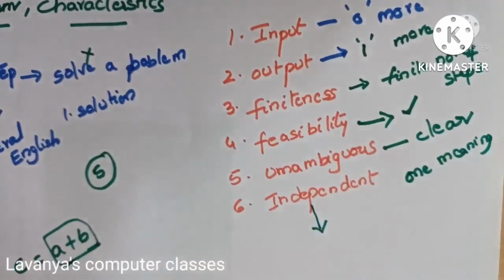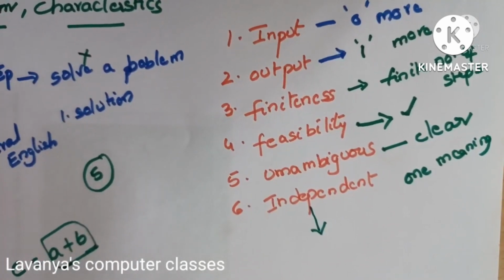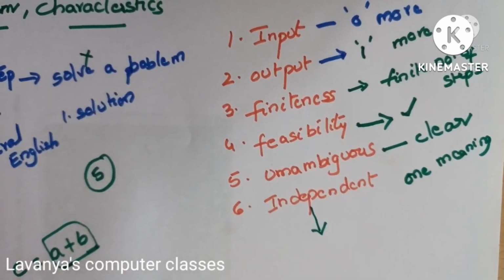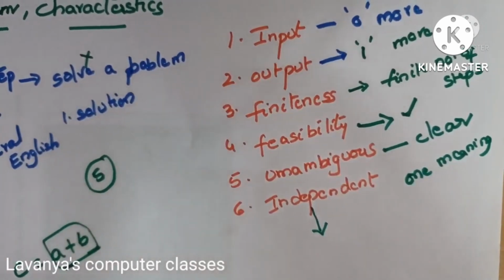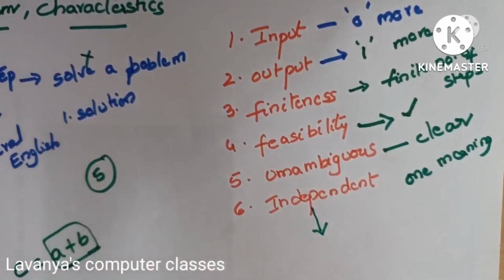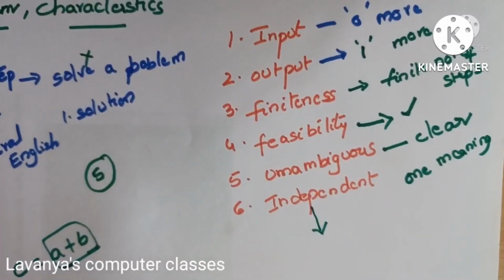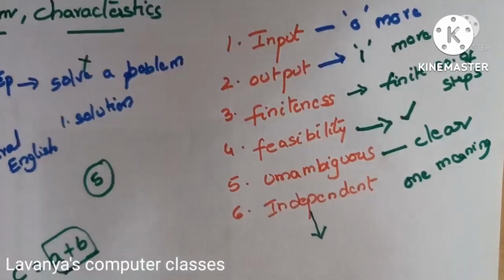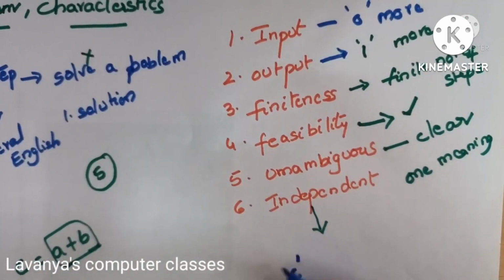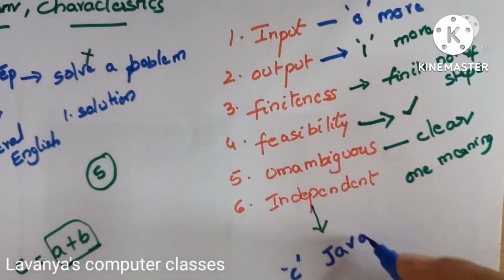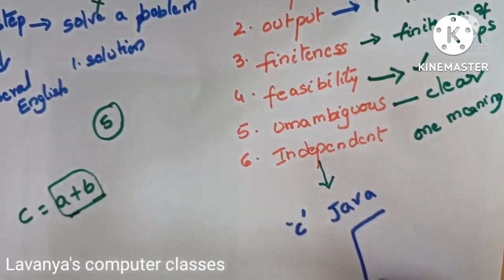Next one is independent. What is independent? It means the algorithm has step-by-step directions which should be independent of any programming code. That means the algorithm does not belong to any particular programming language. The algorithm does not belong to C language, or Java, or C++. It should be in general English.